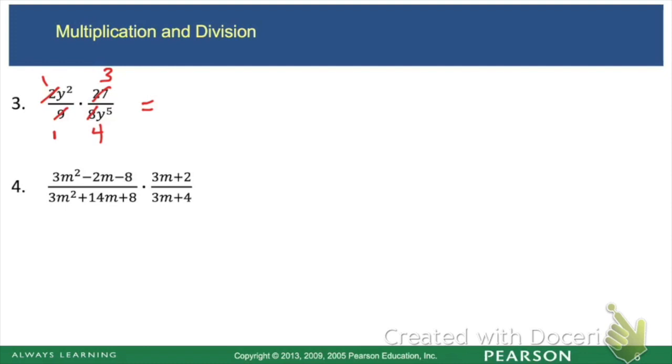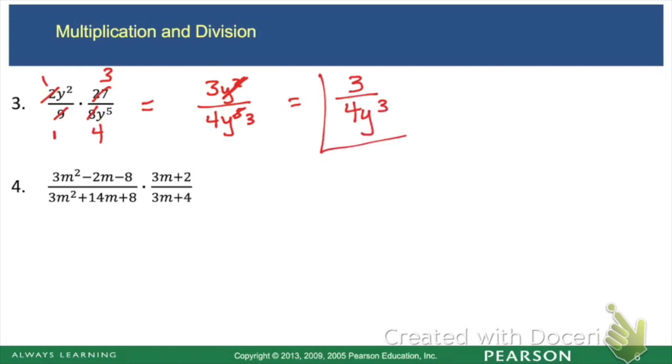And you can leave it like that at first, or you can go ahead and do the y's. So I'm going to leave it like that at first. On the top, I have 3y squared, and on the bottom, I have 4y to the 5th. And I hope you know that these two y's on the top will cancel with 2 of the y's on the bottom. So that's going to become y cubed because I had 5 originally on the bottom, but I can cancel out 2 of them. So the final answer is going to be 3 over 4y cubed.